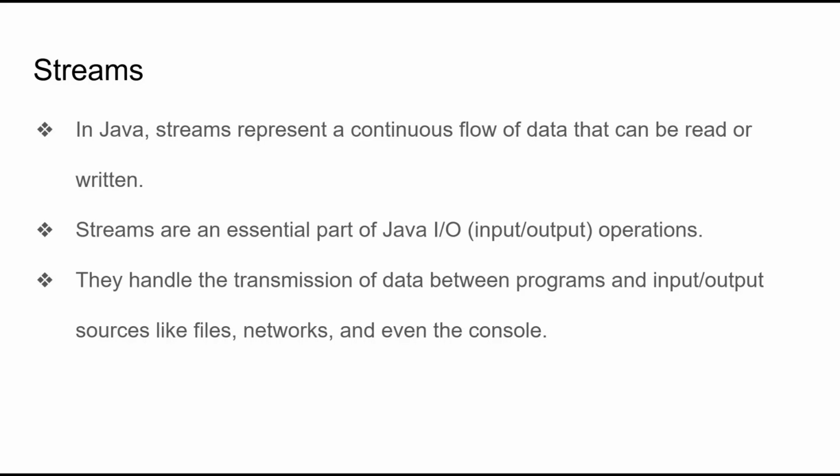IO means input and output operations. This is the only means by which our program transfers data to outer sources, which may be as simple as the console or may be a network. Even today on the internet, when we are browsing and getting data from different sources, all of it works under the same principle of IO. So let's see what IO is.